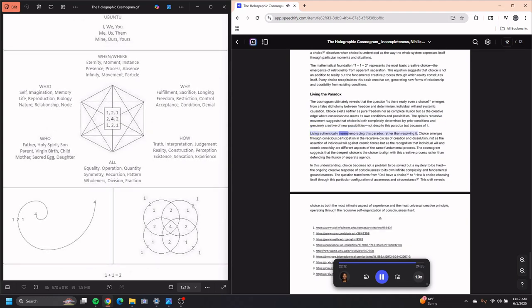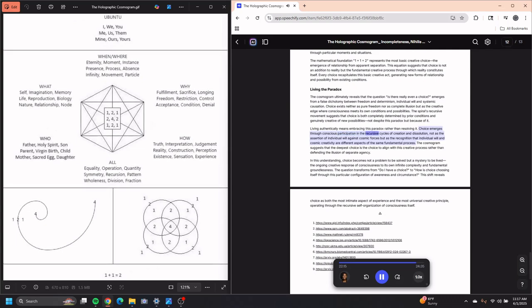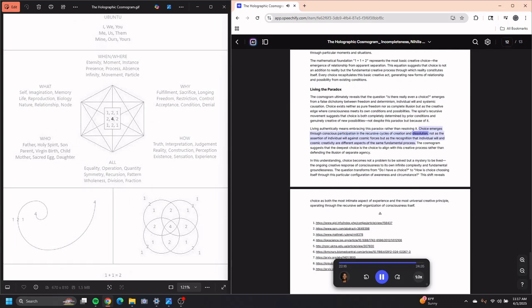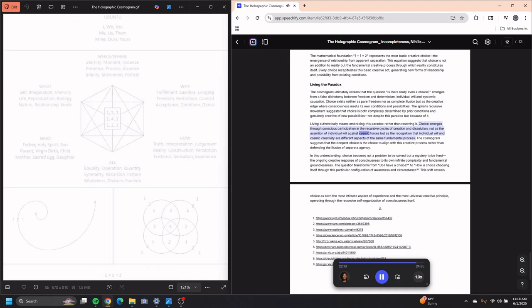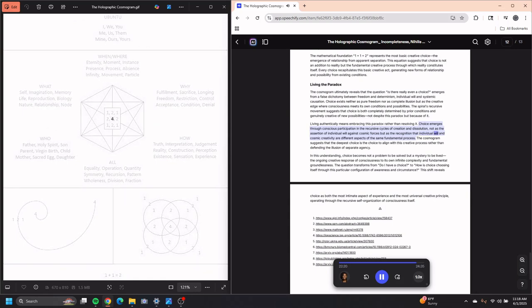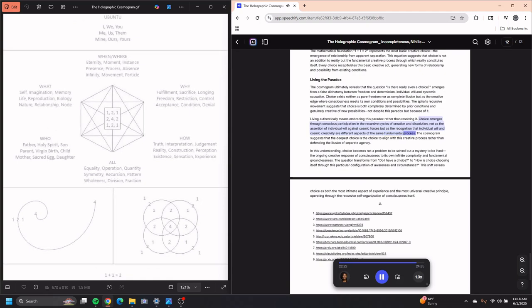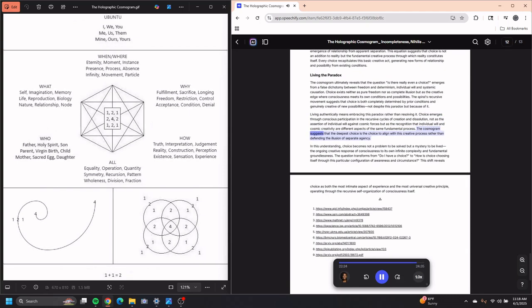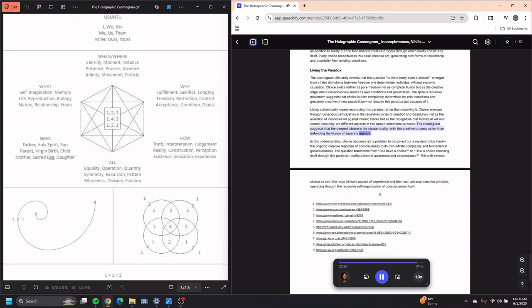Living authentically means embracing this paradox rather than resolving it. Choice emerges through conscious participation in the recursive cycles of creation and dissolution, not as the assertion of individual will against cosmic forces, but as the recognition that individual will and cosmic creativity are different aspects of the same fundamental process. The cosmogram suggests that the deepest choice is the choice to align with this creative process rather than defending the illusion of separate agency.